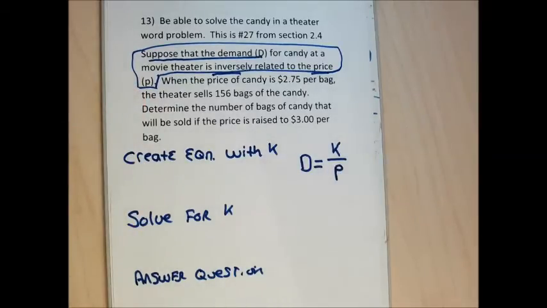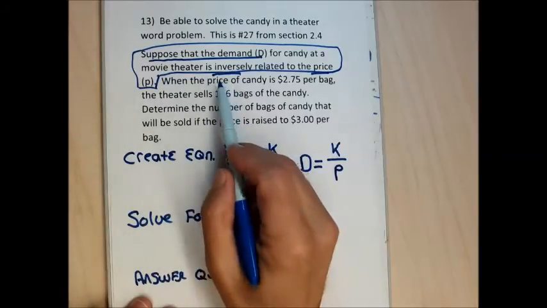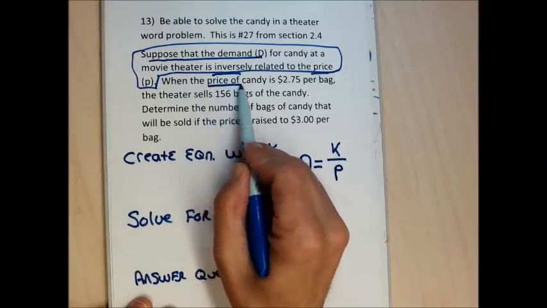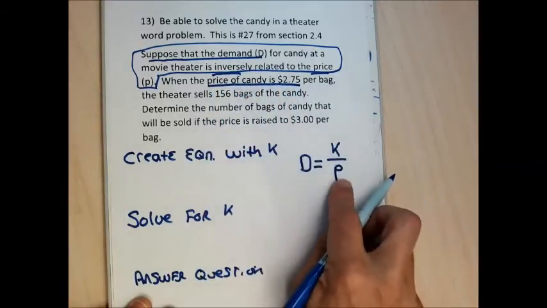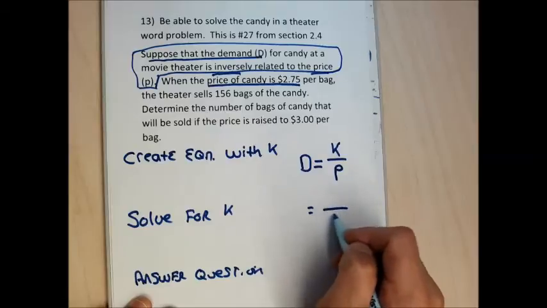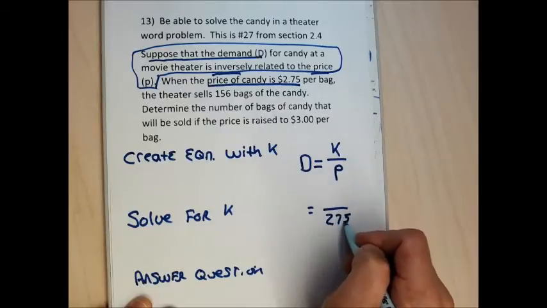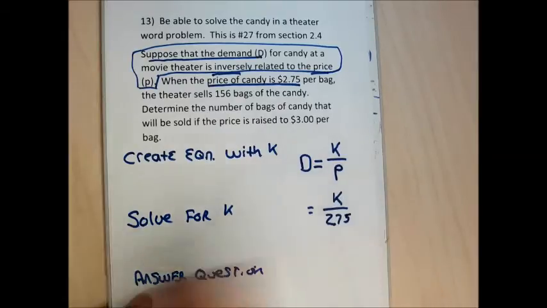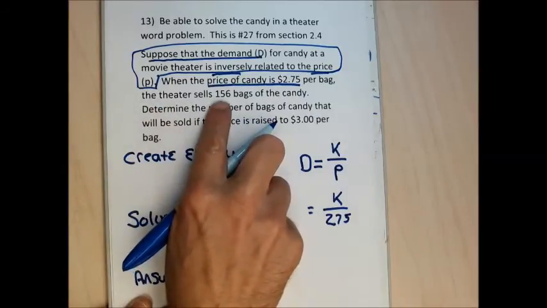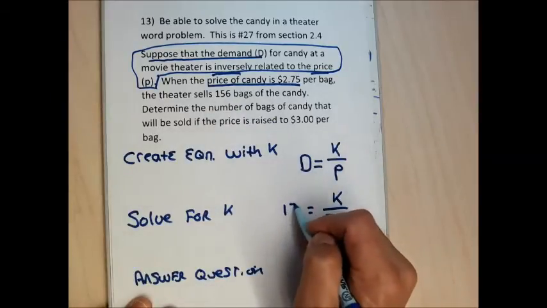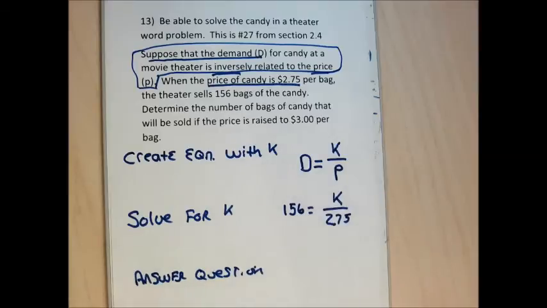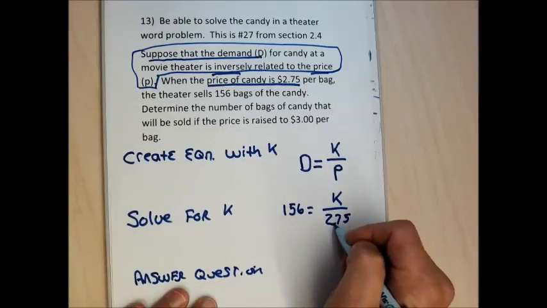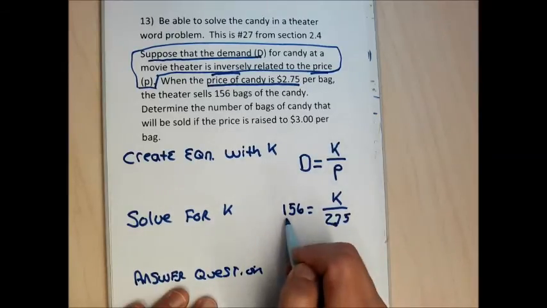Now I'm going to go on to the second sentence and solve for k by cross multiplying. So the first number I see in the second sentence, the price is $2.75. I'm going to plug in $2.75 for the price. I'm solving for k, so I'm going to leave the k alone. And then it says when the theater sells 156 bags of candy, that's the demand. So that's going to be the D. So what I need to solve is 156 equals k over 2.75. I'm going to do that by cross multiplying.